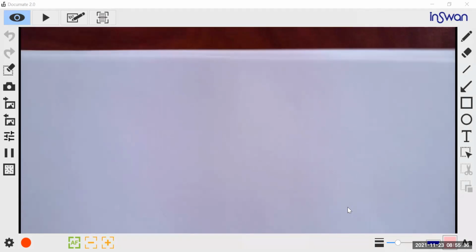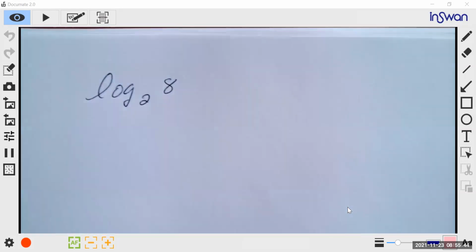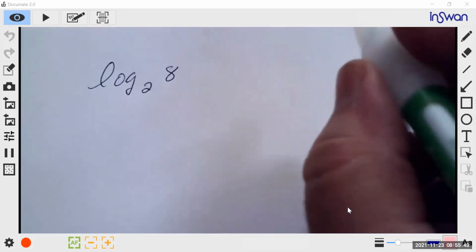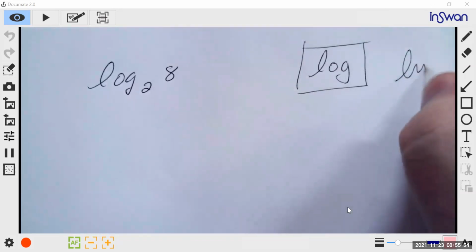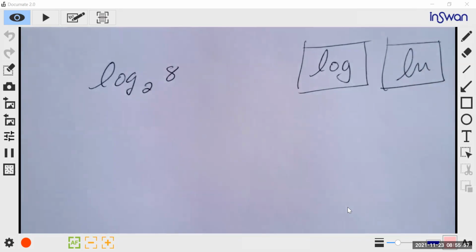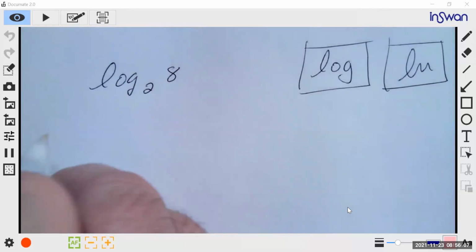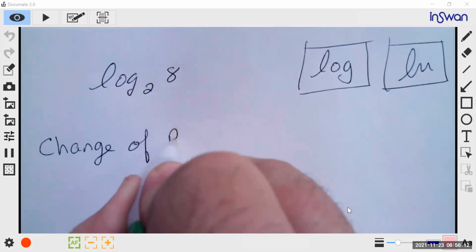There's a problem. Your calculators cannot solve this problem, because the only buttons your calculator has on them are these. And I'll discuss those in a second. So in order to find what this answer is, we have to use what's called change of base.